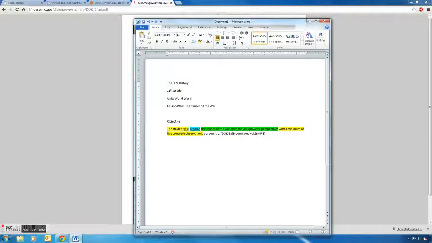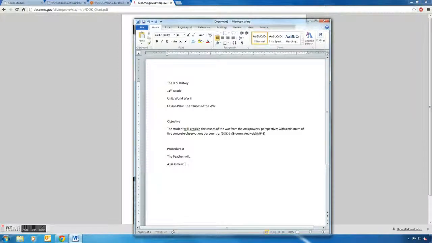So there's my objective. Real simple to write. And so I can take the highlights off. The student will criticize the causes of the war from the Axis powers' perspectives with a minimum of 5 concrete observations per country. The only other thing, of course, is you need the procedures. And you'll do a couple of procedures in there, materials, and the big thing that we always have is assessment.